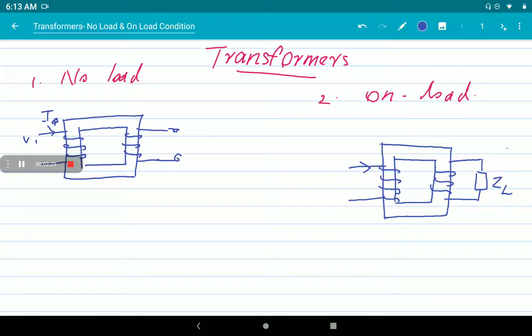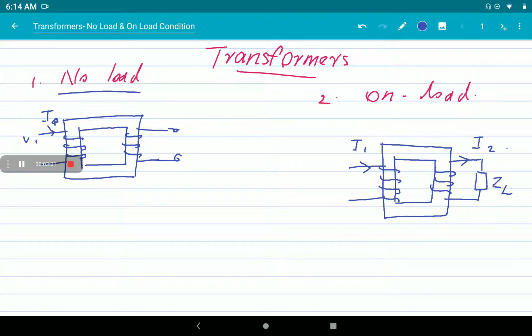But in loaded condition there will be a current I2 on the secondary winding. Therefore an extra current I1 has to flow through our primary winding. So I1 will be more than our no load current. If more current is there, the copper loss, the I square R loss, will be high. That means we have to consider the copper loss also. Okay, so now we are going to consider the no load condition.